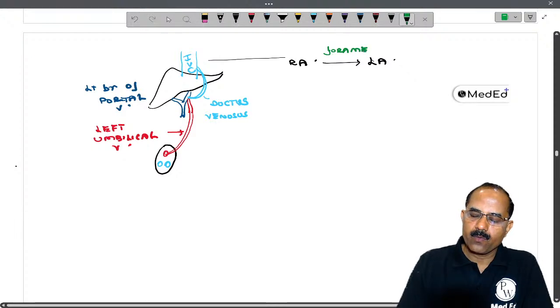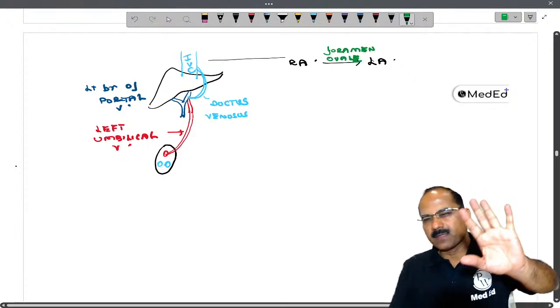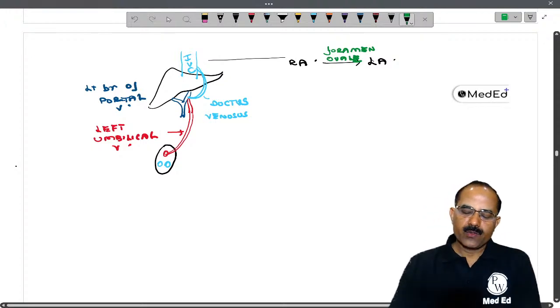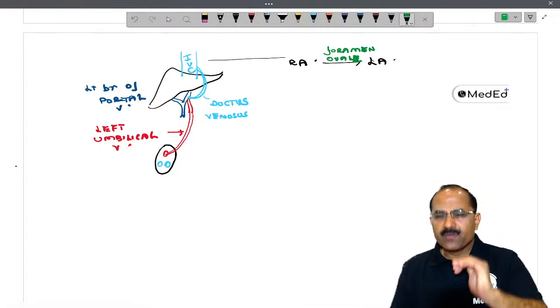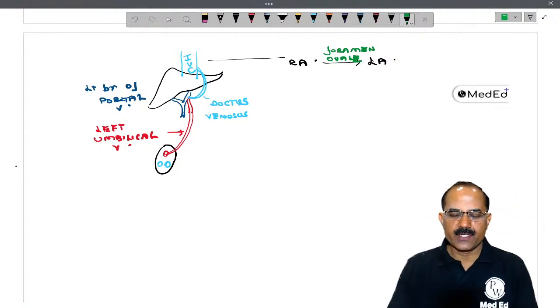Foramen ovale. Just understand this. समझ में आ जाएगा सब. Just wait, listen to me. So, I'm telling you the fetal circulation, right?